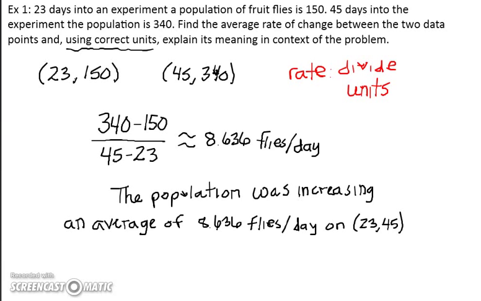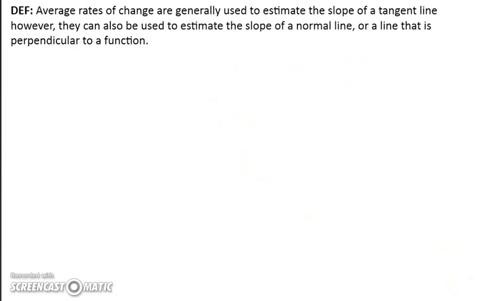So population was increasing on average of 636 flies per day on the interval 23 to 45. So there's one other thing we want to talk about as far as average rate of change. They're generally used to estimate the slope of a tangent line, which are the ones that are really, really important for calculus. However, they can also be used to find a normal line, and a normal line is a line that's perpendicular to a function.